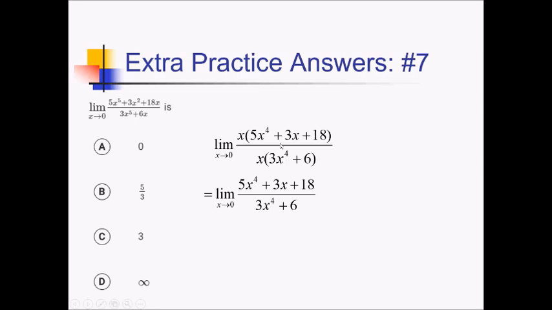At this point, now that I've canceled out these x's, if I plug in 0, I'm not going to get 0 over 0 anymore. But let me try plugging it in and see what I do get. Anything with an x is going to get zeroed out. I end up with just 18 over 6, which I can reduce to 3, giving me choice C.